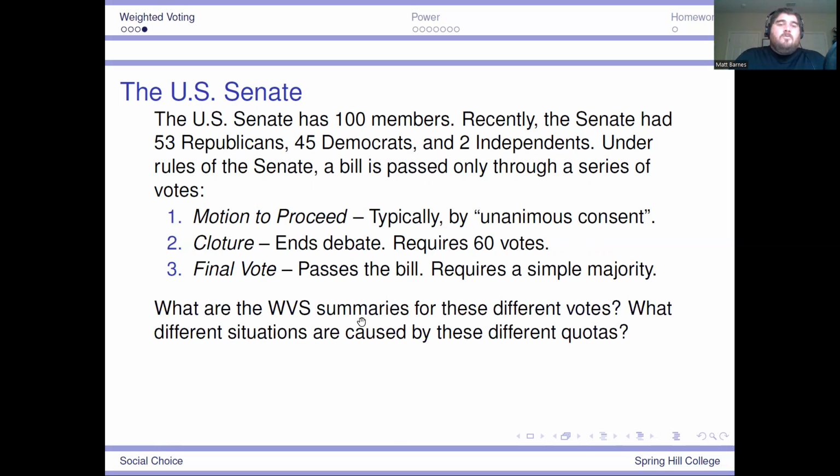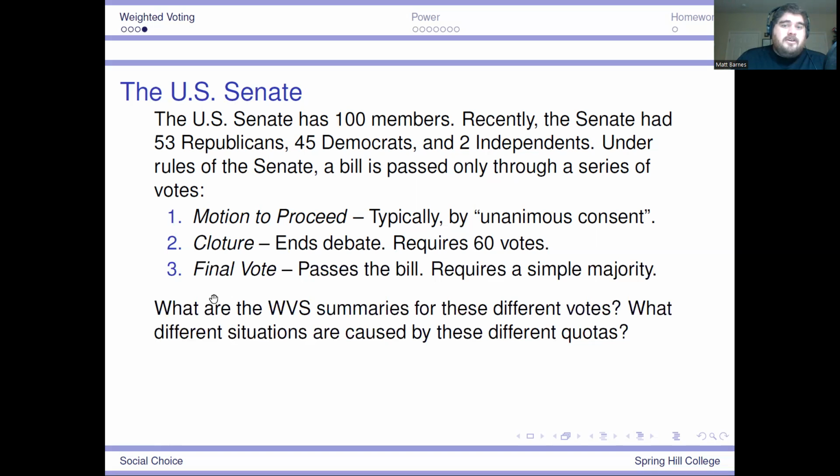So what are the weighted voting system summaries for these different votes? And we're going to make an assumption here that all of our Republicans are going to vote the same, all of our Democrats are going to vote the same, and all of our independents are going to vote the same. Obviously, that is not necessarily realistic, but we're going to simplify it a little bit just so we can understand this.